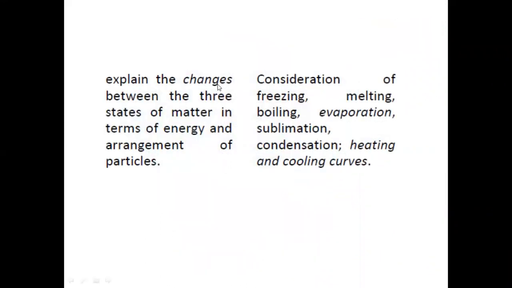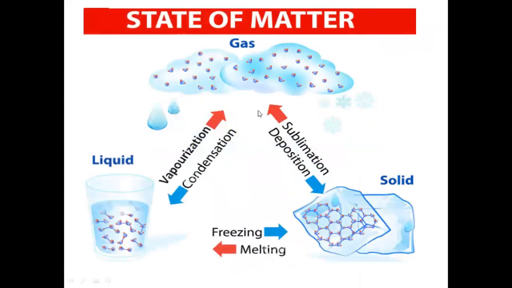Today we will try to explain the changes between the three states of matter in terms of energy and arrangement of particles. We will consider freezing, melting, boiling, evaporation, sublimation, condensation, heating, and cooling curves. Here we have a nice schematic showing us how we interchange from one state of matter to the next.